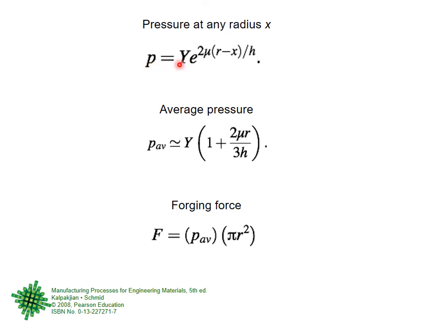Pressure is equal to Y e raised to 2 mu (r minus x) upon h. H, you know, is the total height, r is the total radius, mu is the coefficient of friction, and x is any location at which you are finding the pressure. And Y again is the flow stress.